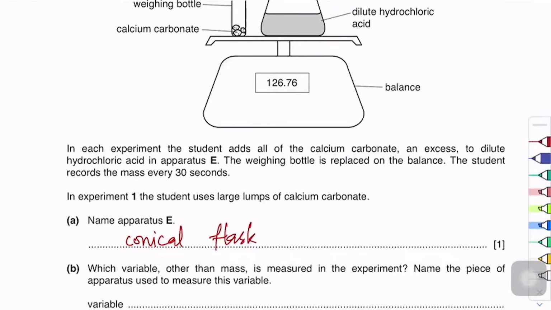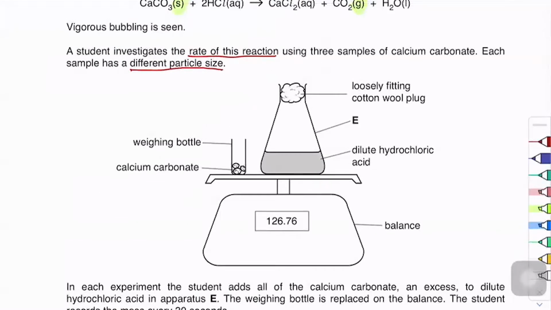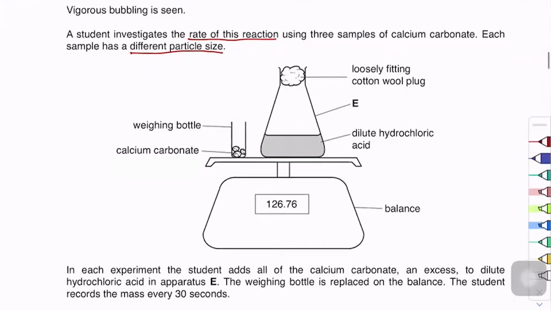The weighing bottle is replaced on the balance. The student records the mass every 30 seconds. You have cotton over there, so it's loosely fitting because we want any bubbles to be made to escape. So they'll pass through, but any air from outside will not permeate into the conical flask.